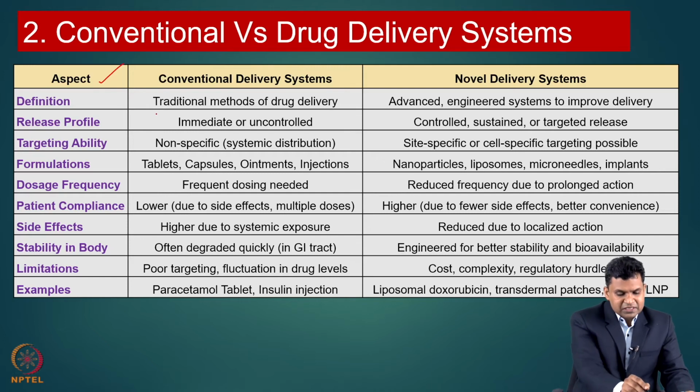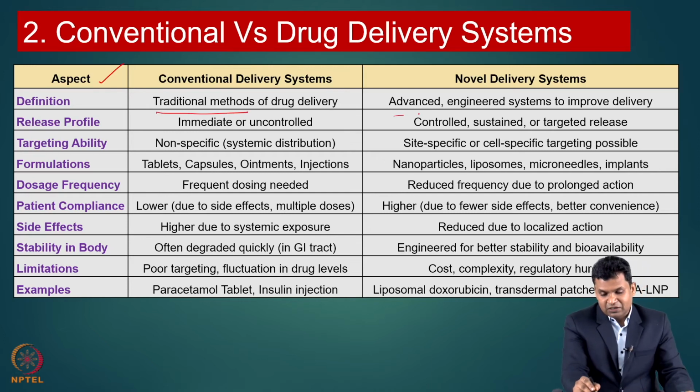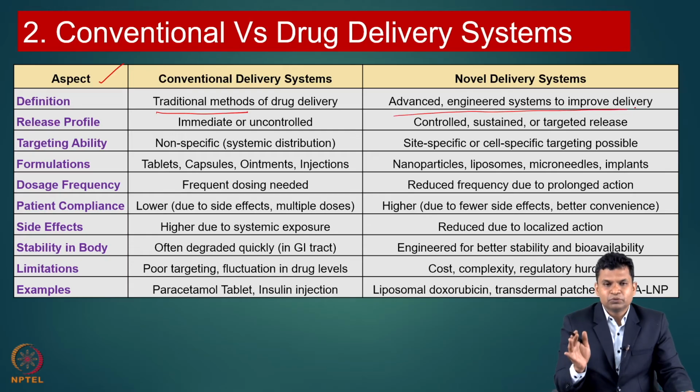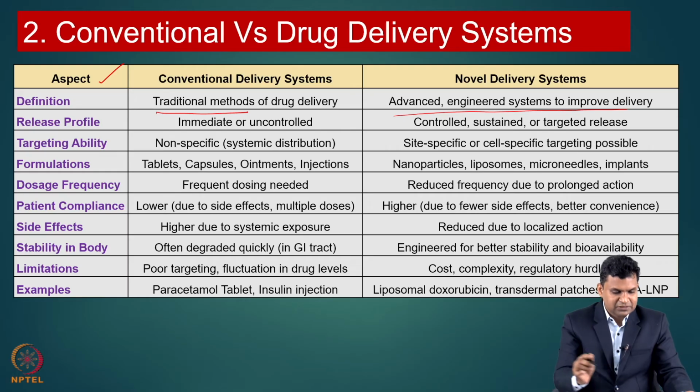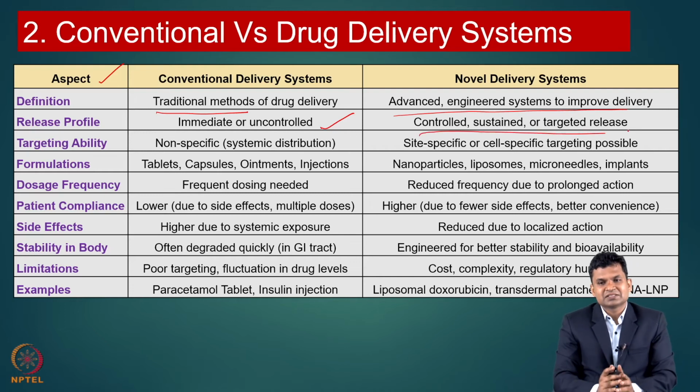Now, we know these are the traditional methods and these are some advanced engineering systems to improve the delivery of formulations. Here we use various strategies and materials, and we need to treat our drug with various technologies. Now, release profile: in conventional tablets, capsules and other systems, your drug will release immediately and will not show a long term effect. Whereas in novel drug delivery you can go with controlled, sustained and targeted delivery with modifications.